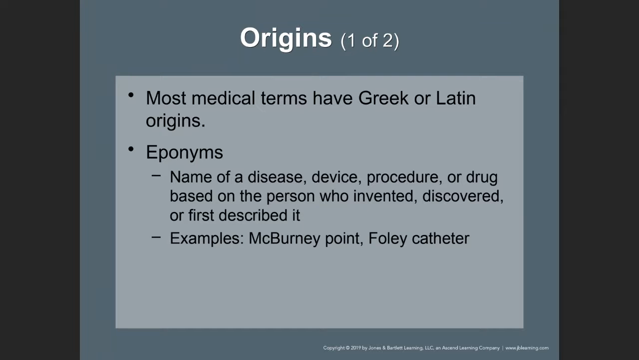Eponyms: an eponym is the name of a disease, device, procedure, or drug based on the person who invented or discovered or first described it. Example, McBurney point. The McBurney point is from the point of the umbilicus or navel to the right, where you have the superior portion of the iliac crest. And of course, we're familiar with the Foley catheter.